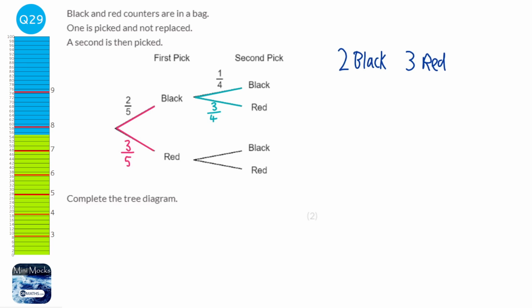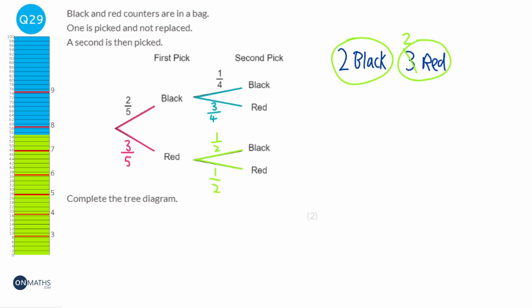And finally, we've got these two here. Now these two here we're not given any fractions for, but given the fact that we started with 2 black and 3 red, we've picked one of the red, so we've got one less red, and that means we've got 2 black counters and 2 red counters. So it means that the probability of picking a black is 2 over 4, or 1/2, and the probability of picking a red is 2 over 4, or 1/2.